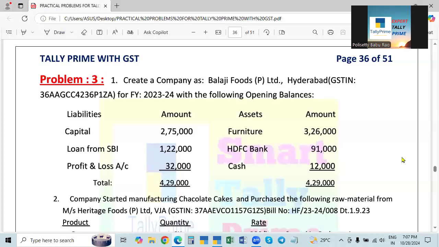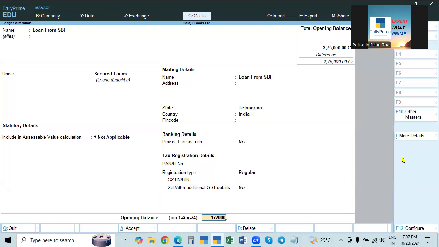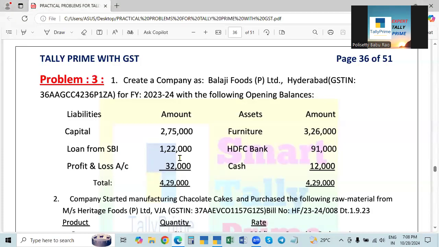So what is the amount? 1,22,000. This is also a liability, a loan from bank. It is also a credit, and it will be added to the credit amount. This is over. Then we will come to profit and loss account and cash later.